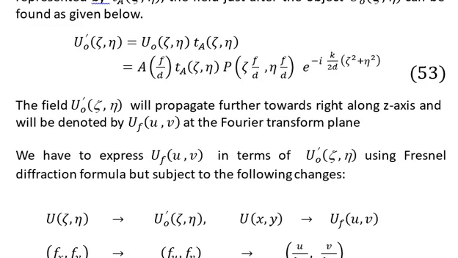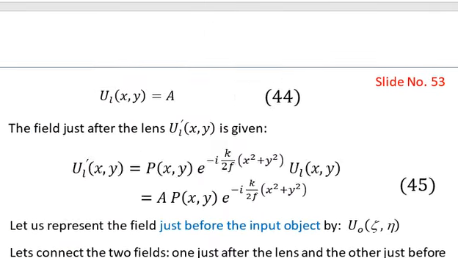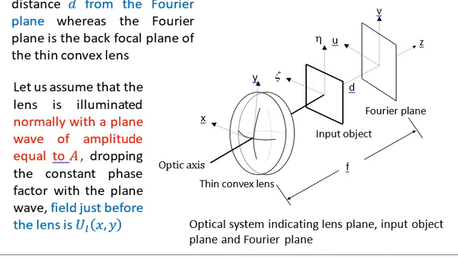So the field u naught prime of zeta and eta, which is the field just after the input object, will propagate further towards the right along the z axis and will be denoted by Uf of u comma v at the Fourier plane. That is, we have now calculated the field just after this zeta eta plane, and that field has to travel a distance d so that it can reach the Fourier plane.